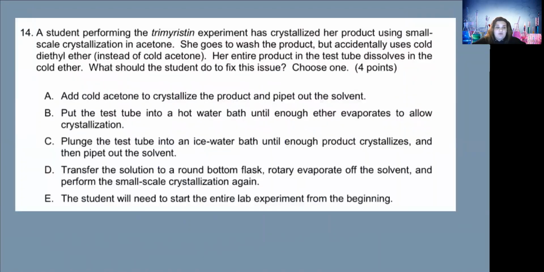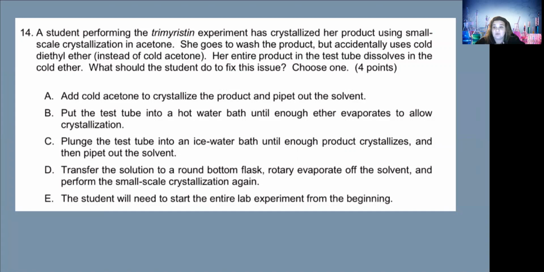Pause, try it out, then we'll run through it together. All right. So a student performing the trimyristin experiment has crystallized her product using small-scale crystallization in acetone. Beautiful. That's what we're supposed to do. She goes to wash her product, but accidentally uses cold diethyl ether instead of cold acetone. That's enough to make anyone cry. Her entire product in the test tube dissolves in the cold ether. What should the student do to fix this?